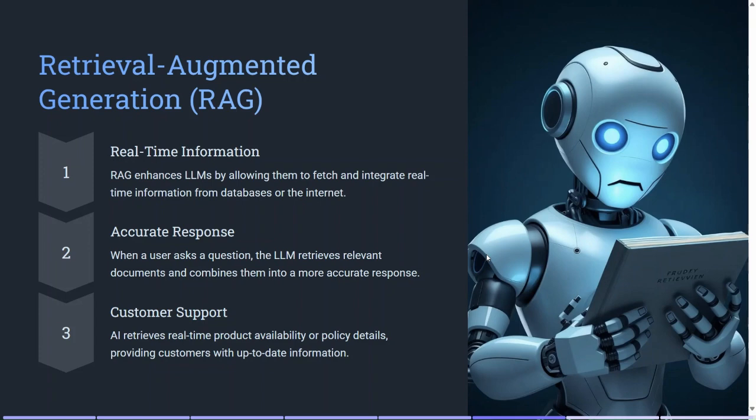Another one is legal research tools. AI assistants fetching recent case laws before generating answers. And another one is technical documentation assistance. AI pulling software manuals for developer queries.